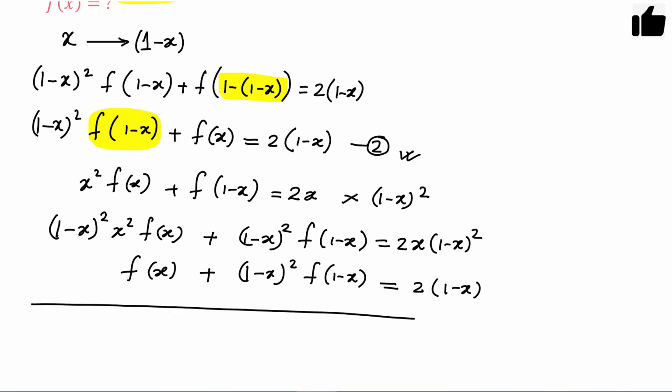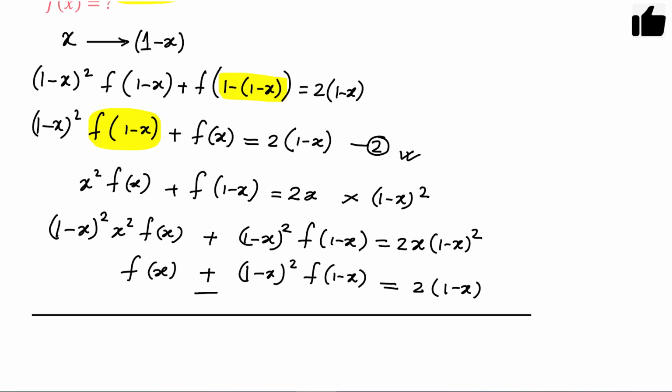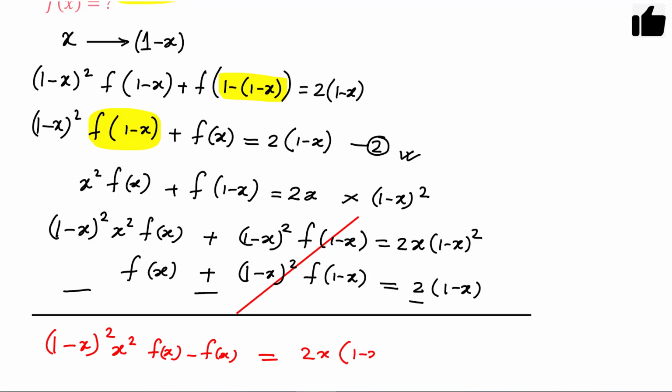Now let us subtract these two equations. If you subtract, you will have a negative sign on each term. This term cancels out, and here you will have (1 minus x) squared times x squared f(x) minus f(x), and this is equal to 2x times (1 minus x) whole squared minus 2 times (1 minus x).